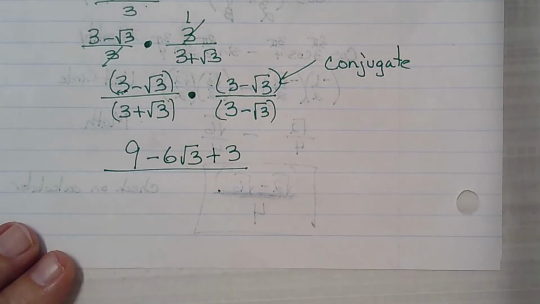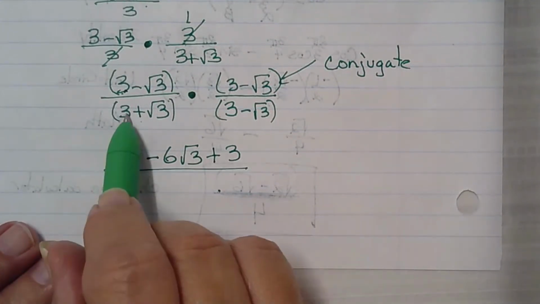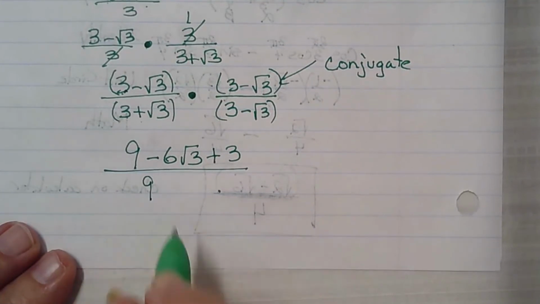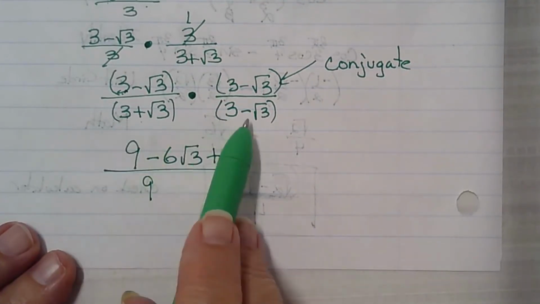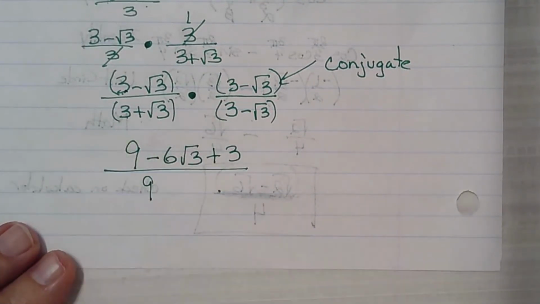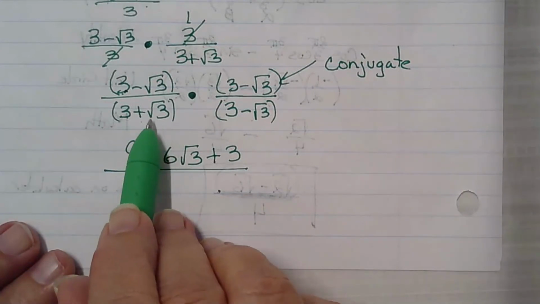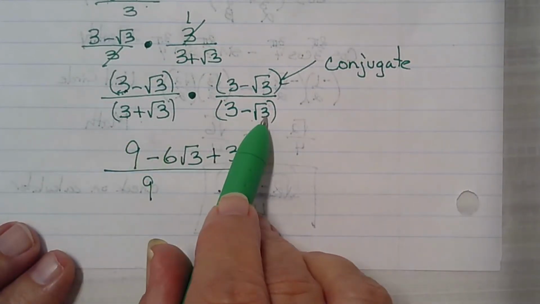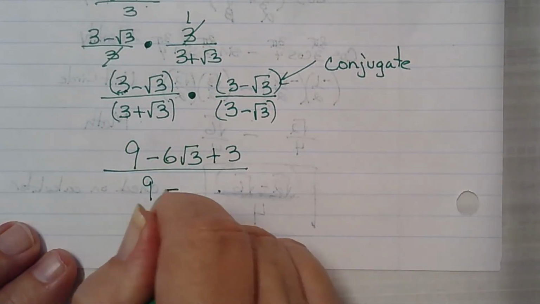Then I'm going to distribute on the denominator. 3 times 3 gives 9. My middle terms are going to be opposites of each other, and they're going to add up to 0. And then my last times last is going to be positive square root of 3 times negative square root of 3. So that's going to be minus 3.